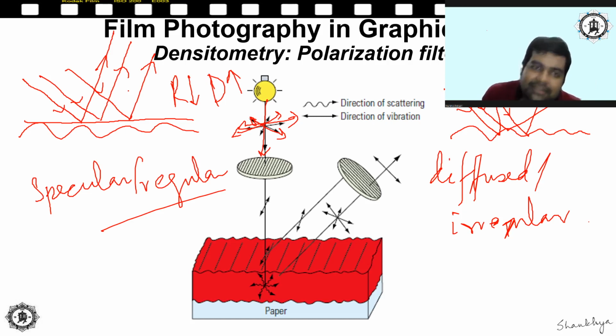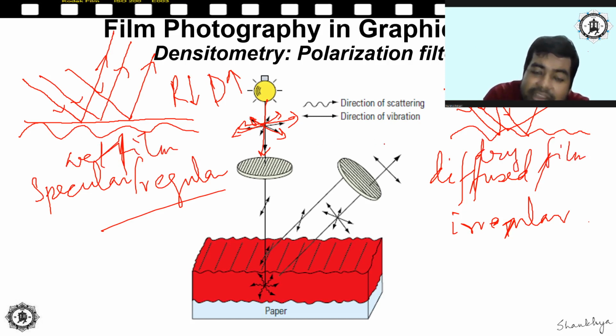If there is less amount of light, then the density will be high. But in case of this wet ink film, and this dry ink film, right? Now, in case of dry ink film, there is diffused or irregular reflection. Light is getting scattered and reflected in all possible directions. So the chances of our detector in the densitometer to receive greater amount of light increases.